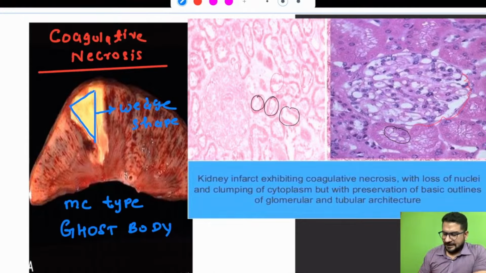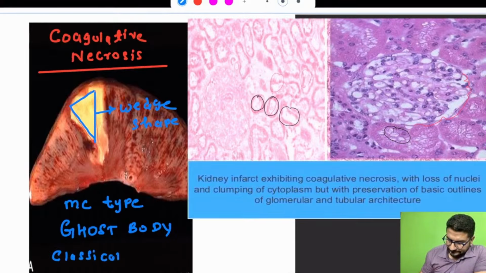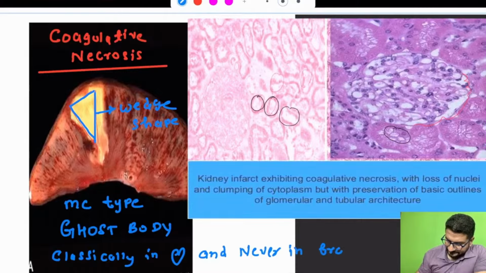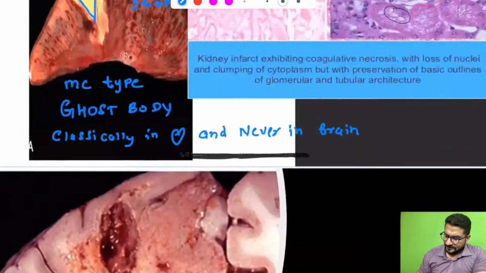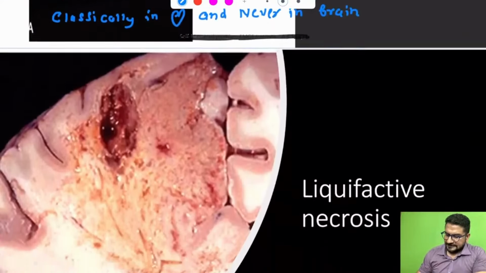Understand this thing. This is the most common type of necrosis, and this is seen in most of the organs. It is classically seen in heart, and this is something which you will never see where? Never in brain. It is never seen in brain. Done? Okay, moving to next type of necrosis.